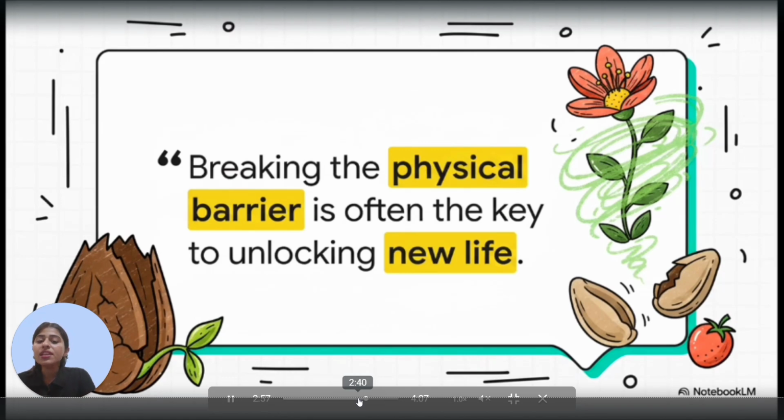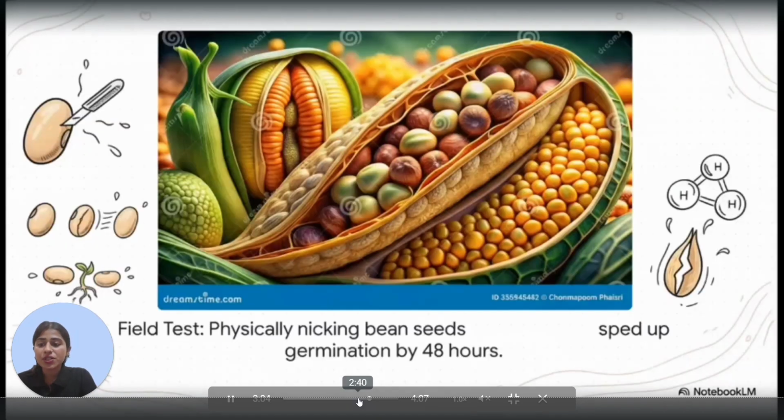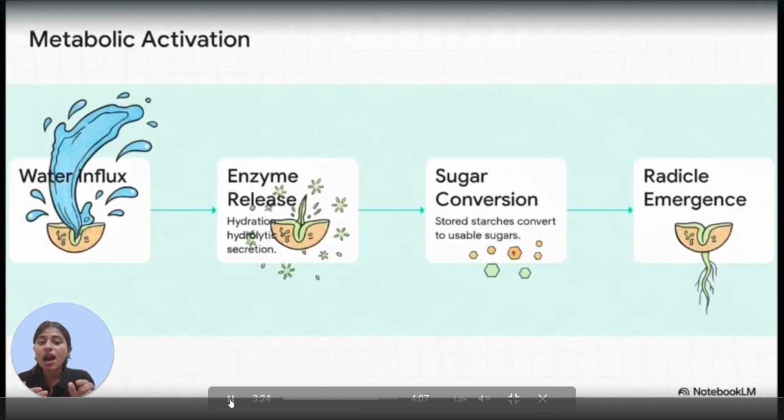So, we can come to this conclusion that there are three types of factors that are crucial for seed germination. One is temperature, one is oxygen, and the other is water. We can also conduct a physical activity or field test by taking bean seeds and sprouting them. Sprouting them for how many hours? 48 hours. So, the process will include metabolic activation and water influx. Firstly, water will get inside the seed and, because of the influence of that water, enzyme release will take place. Hydration, hydrolytic secretion.